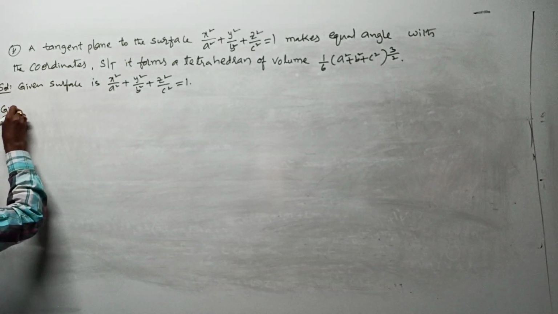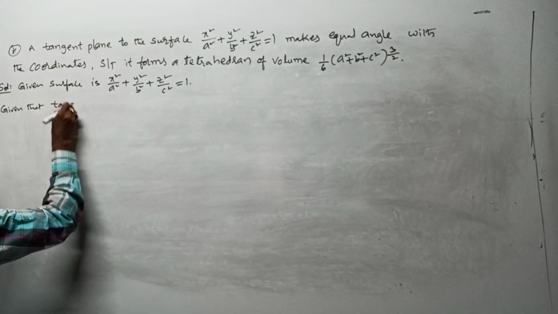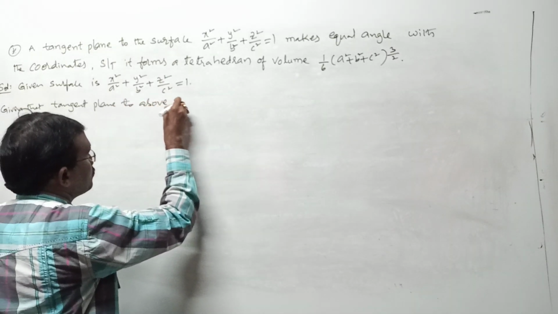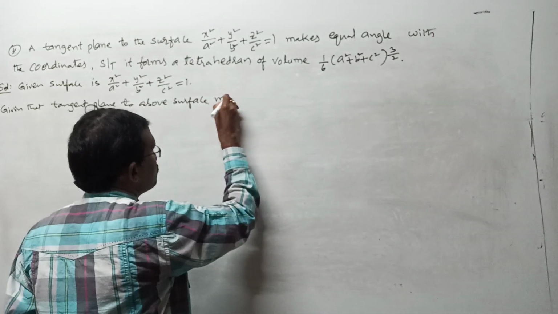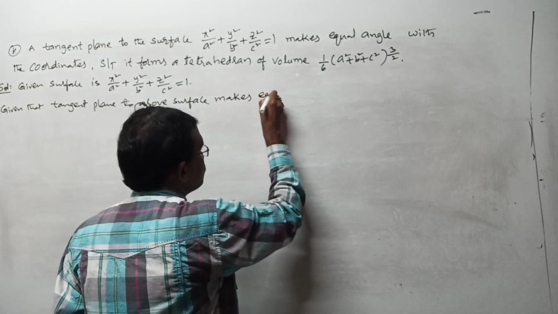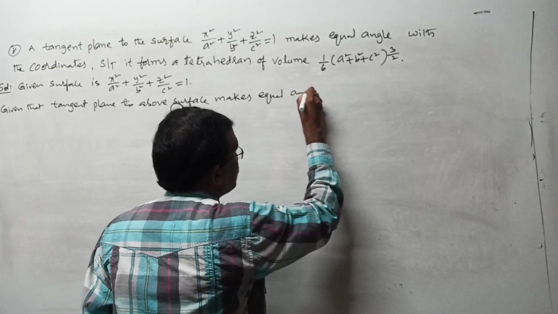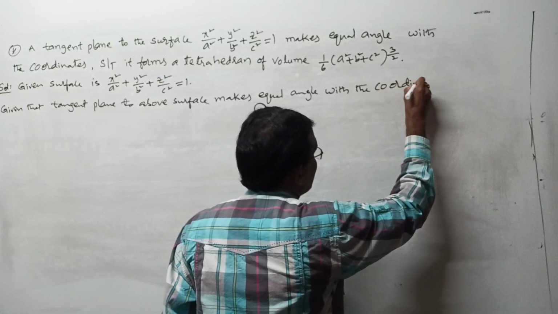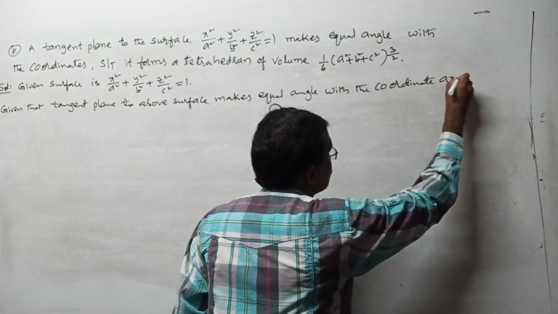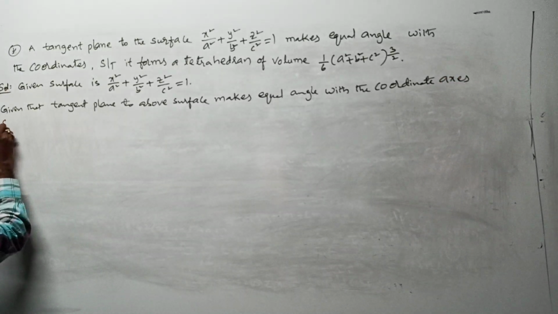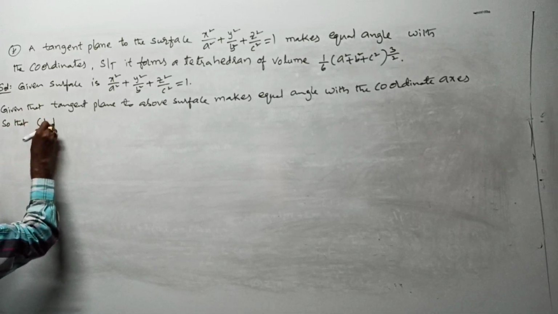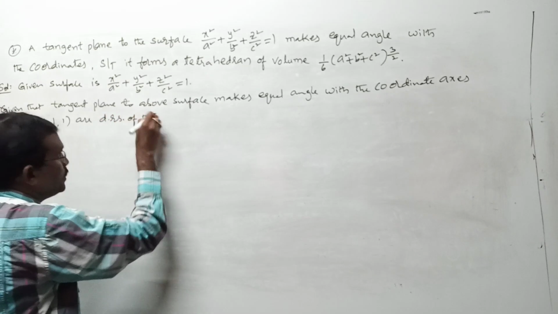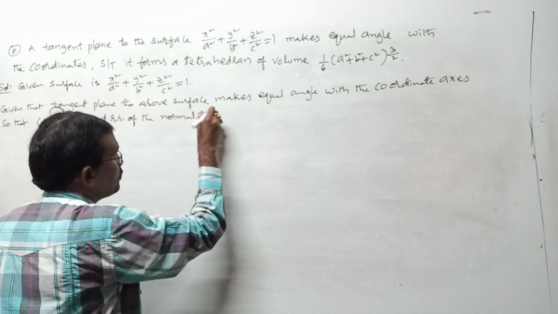Given that the tangent plane to the above surface makes equal angle with the coordinate axis, so that 1, 1, 1 are direction ratios of the normal to the plane. How is it possible? I will explain.